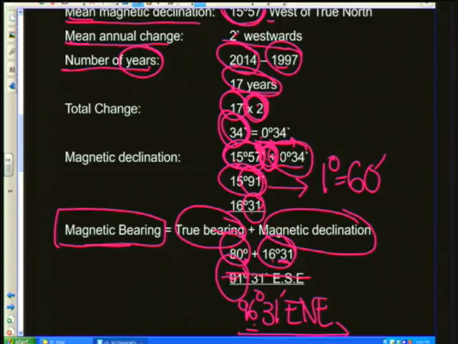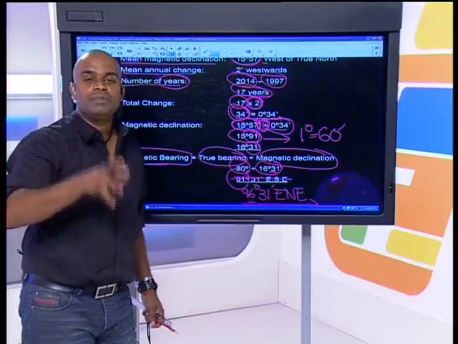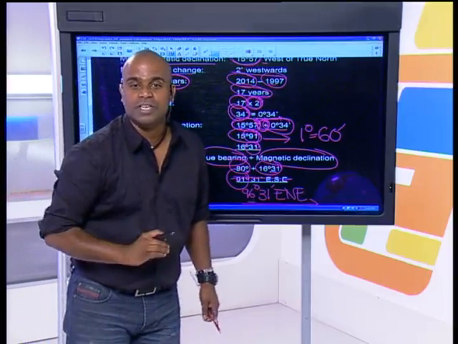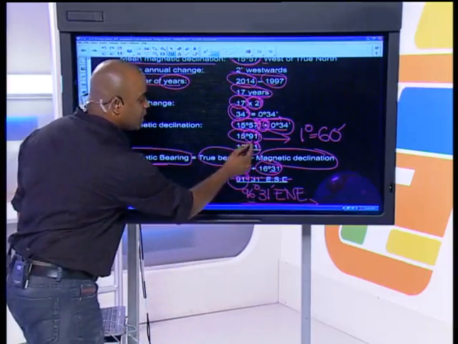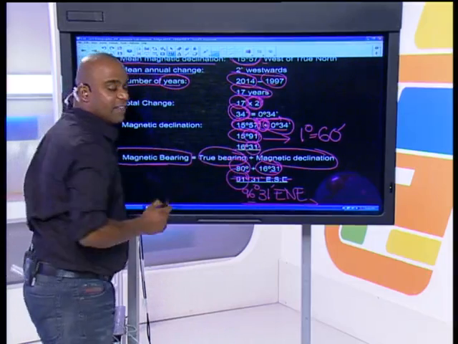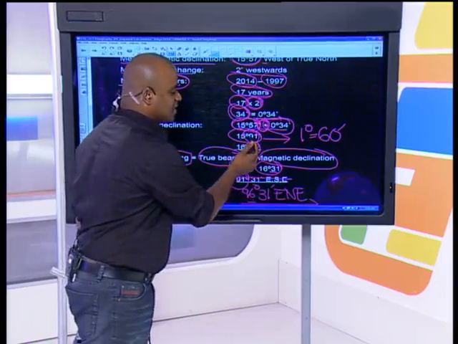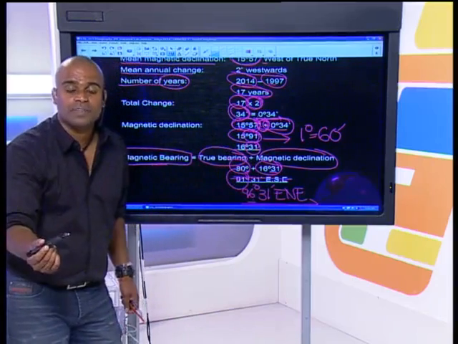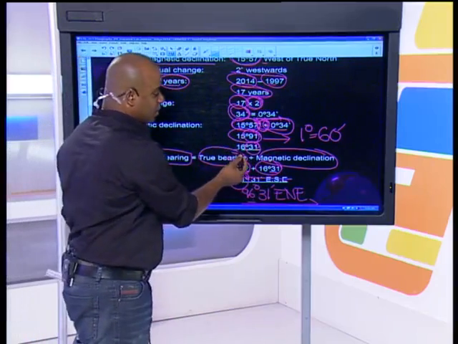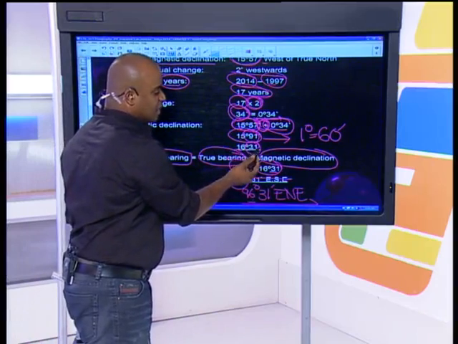Degrees to degrees, minutes to minutes. In this case, 15 plus 0 is 15. 57 plus 34 is 91. Note, the moment your minutes is greater than 60, you will be required to convert that to degrees and minutes. And 91 minutes can be 1 degree and 31 minutes. Remember, I asked myself, how many times does 60 go into 91 and what is my remainder? 1 time, therefore 16, the remainder 31.